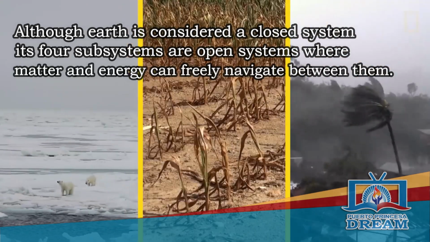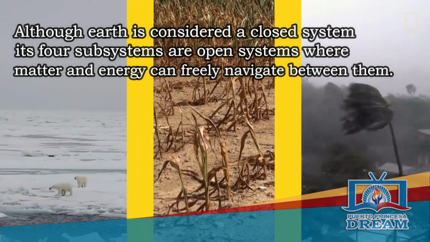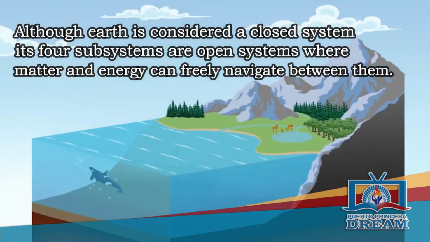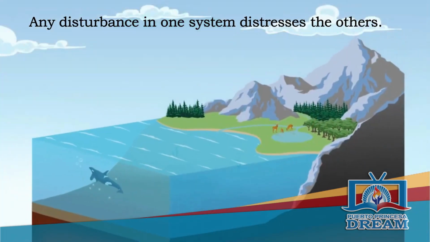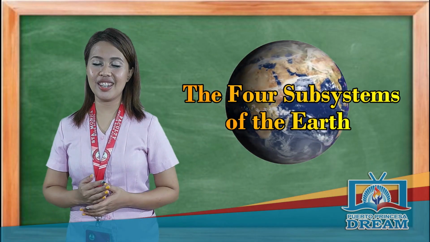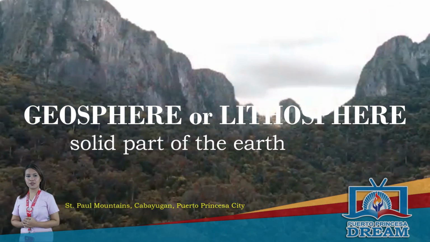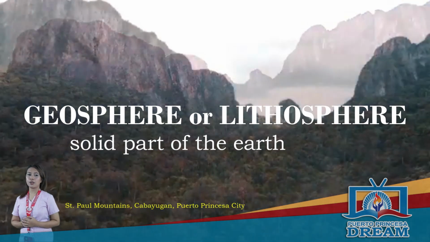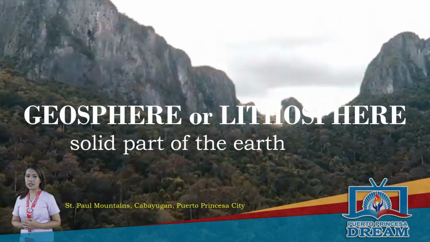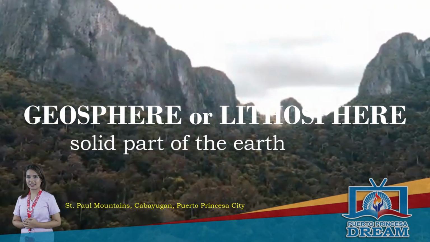Although Earth is considered a closed system, its four subsystems are open systems where matter and energy can freely navigate between them. Thus, any disturbance in one system distresses the others. Let us go further and explore more of our home planet. The geosphere, sometimes referred to as lithosphere, is the solid part of the Earth. This subsystem includes the naturally occurring solid aggregate of minerals, soil, sand, rocks, mountains, volcanoes, and hills.